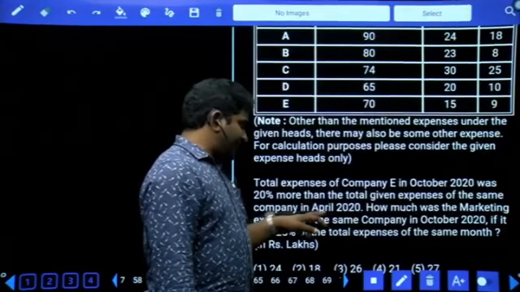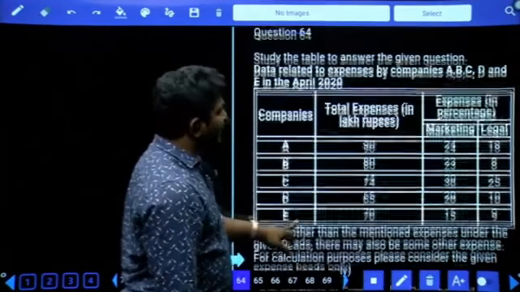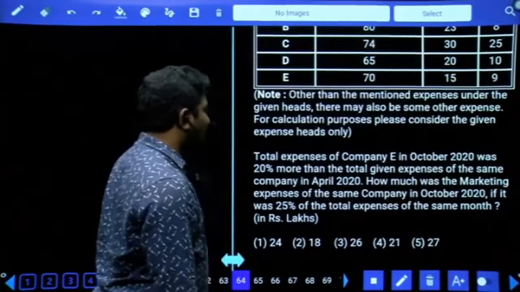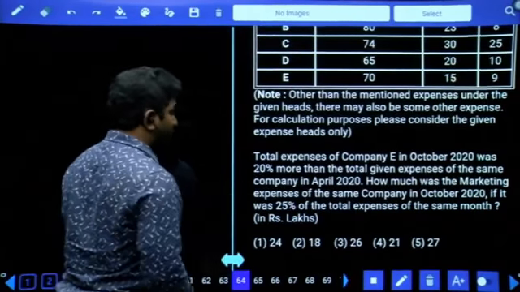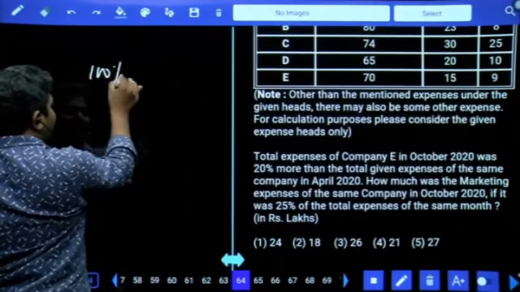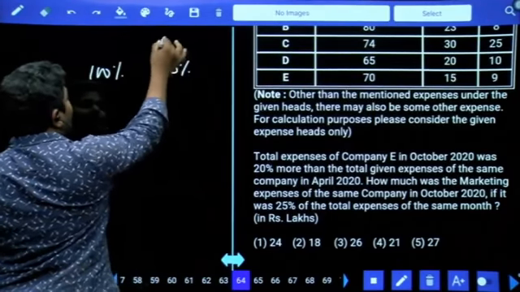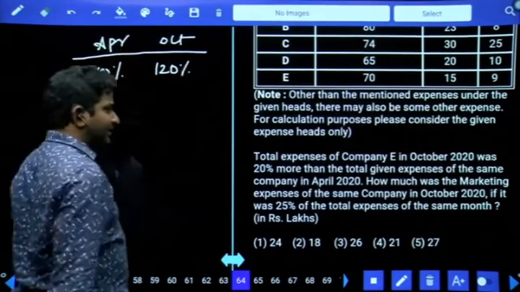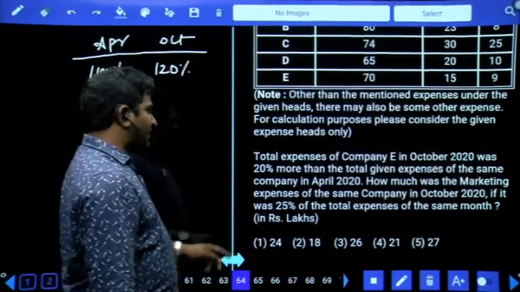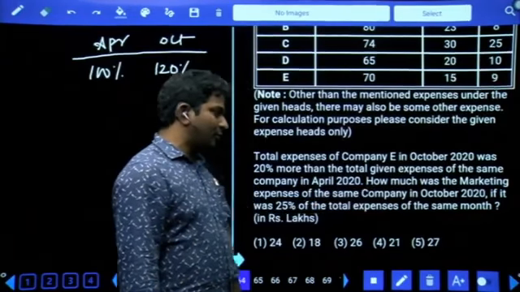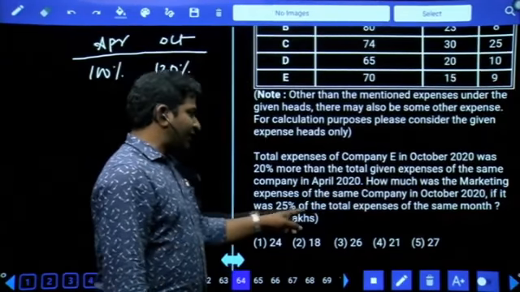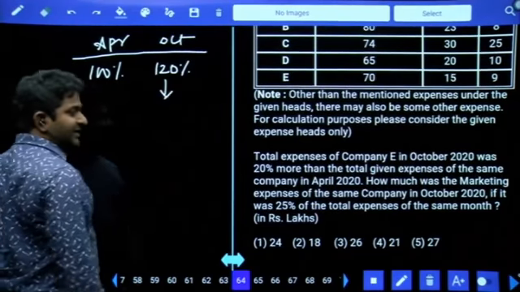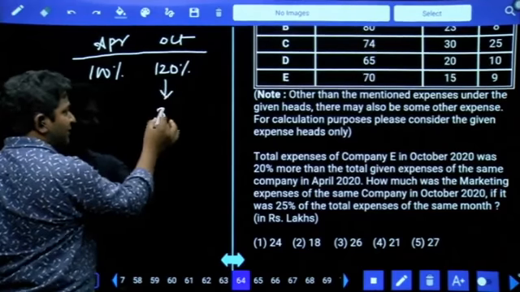Total expenses of company E in October 2020 was 20% more than total given expenses of the same company in April 2020. Given values are for April 2020, but now they are asking for October. How much percentage more? 20% more. So in April, if it was 100%, in October it will be 20% more. That will be 120%. How much was the marketing expenses of the same company in October 2020, if it was 25% of total expenses of the same company? 25% in the sense, one-fourth is equal to 30%.